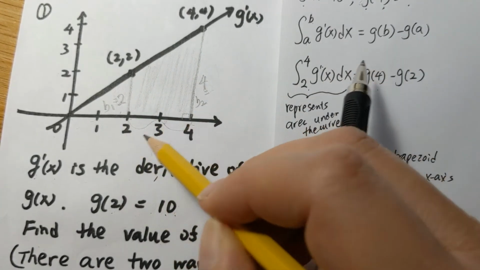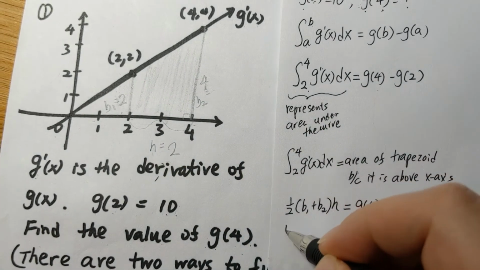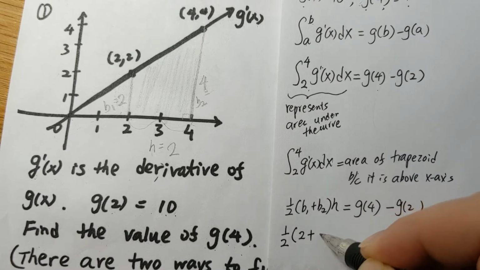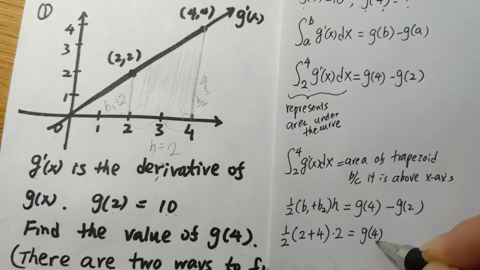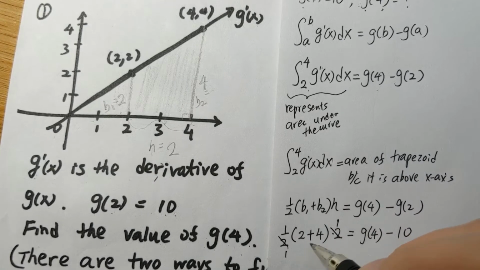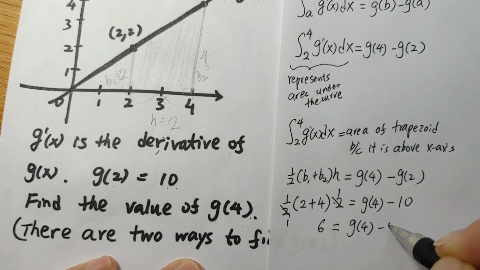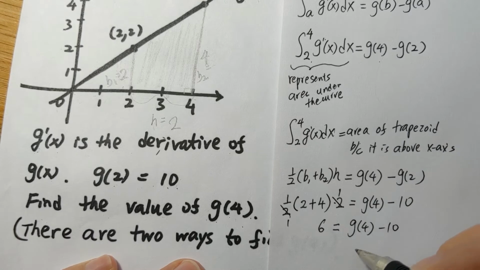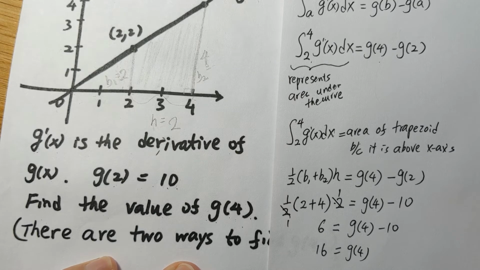So we got height equals 2. So we're going to substitute in here. We got 2 plus 4 times the height 2, and we have g of 2 equals 10. Let's simplify a little bit. So we got 2 plus 4 equals 6, equal to g of 4 minus 10. So at this moment, you already know the answer. We add 10 to both sides. So we got 16. So we found the answer using the FTC.